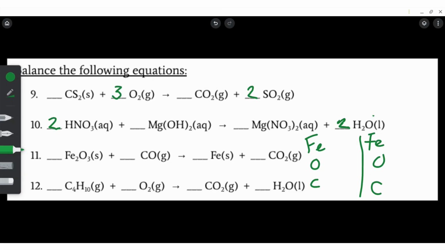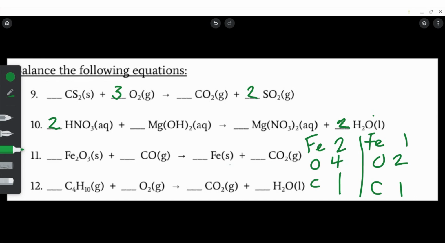On our reactant side, we've got 2 iron right here, and then we've got 3 oxygen here and 1 oxygen there, so that's 4. And then 1 carbon. For the product side, we've got 1 iron right here. We've got 2 oxygen and 1 carbon.